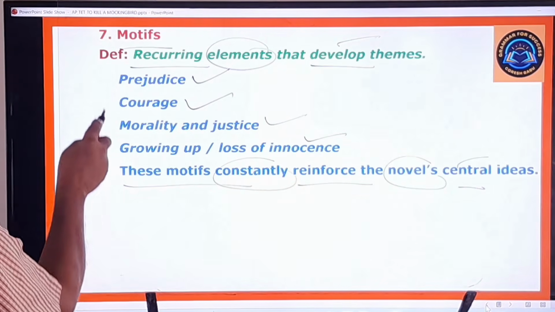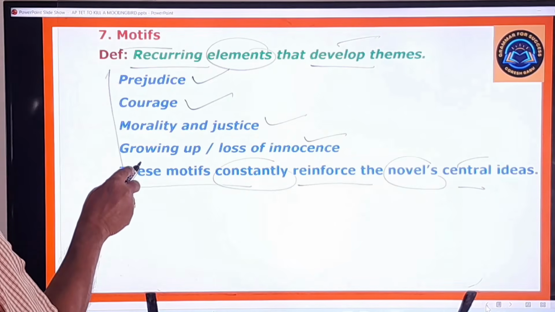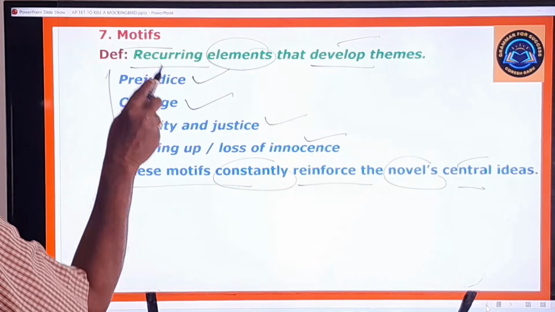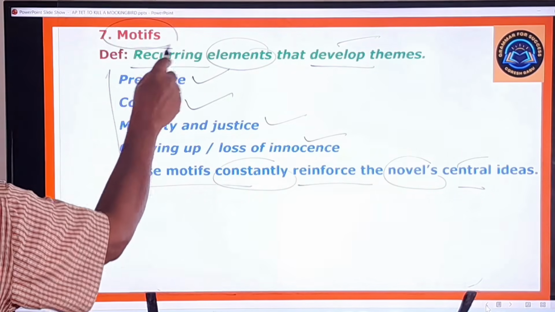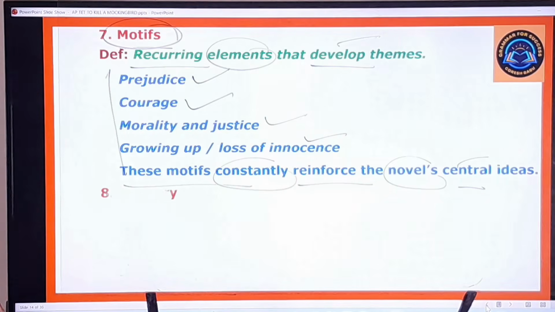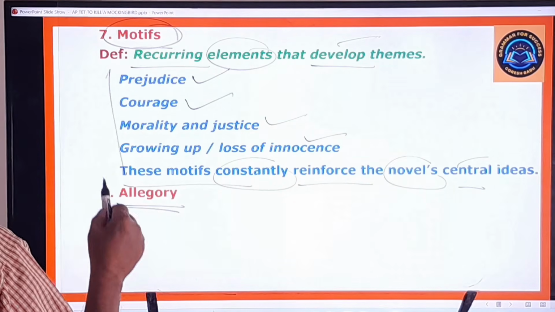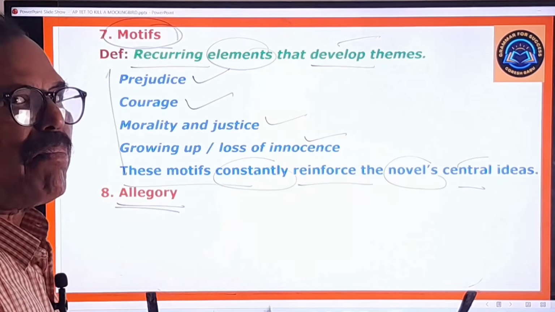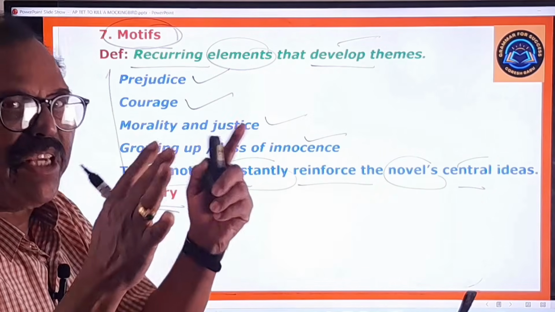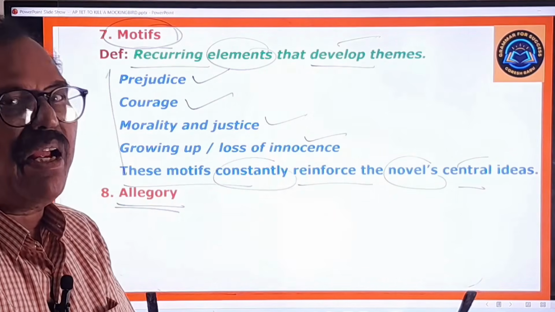So in this way, these are the recurring elements that develop themes of this novel, and therefore these are called motifs. You go to the eighth one, allegory. What is meant by allegory? Allegory is nothing but the symbolic representation of some event or some situation and so on.